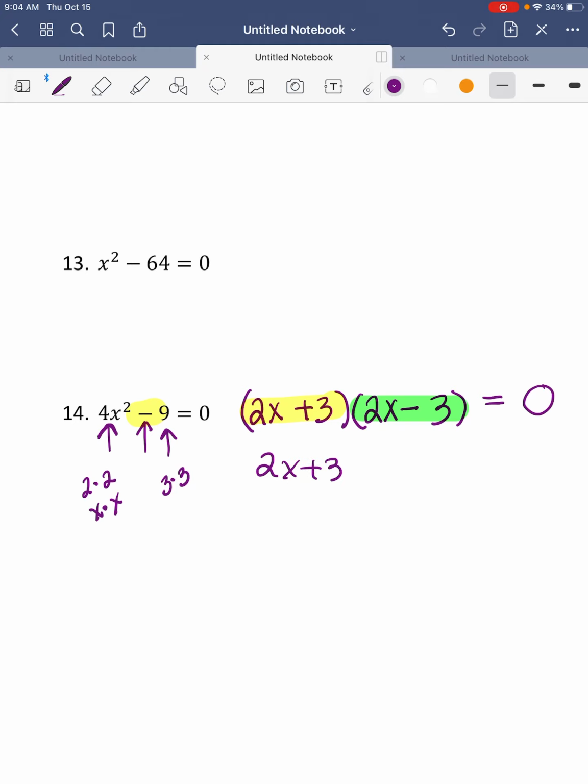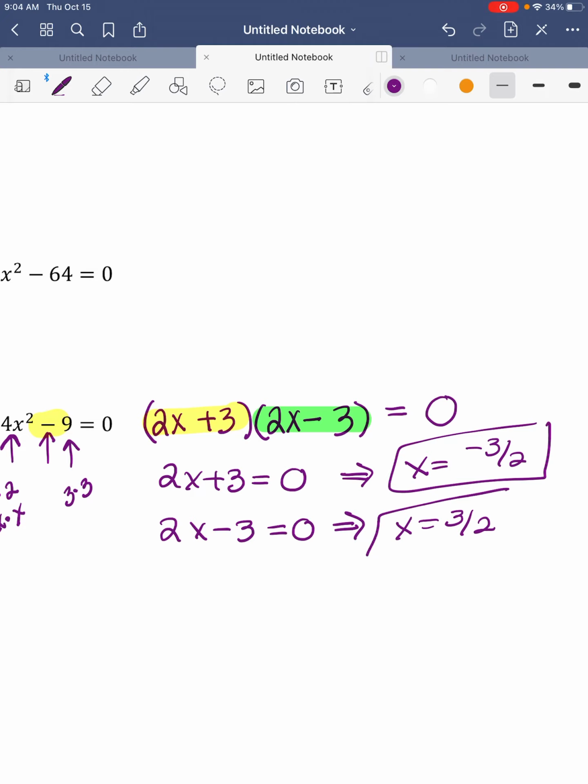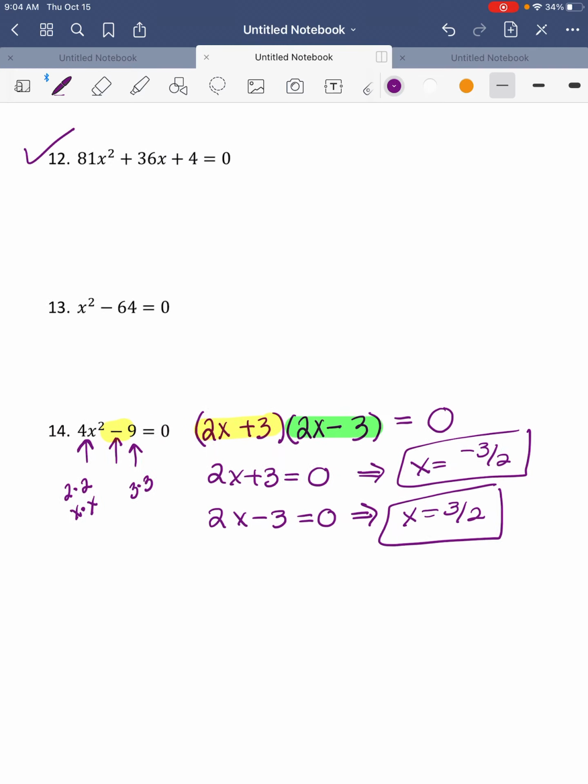So 2x plus 3 equals 0. 2x minus 3 equals 0. And you're going to just solve for x. In the first one, you subtract 3, divide by 2. So negative 3 over 2. In the second one, you add 3, divide by 2. So 3 halves. Done.